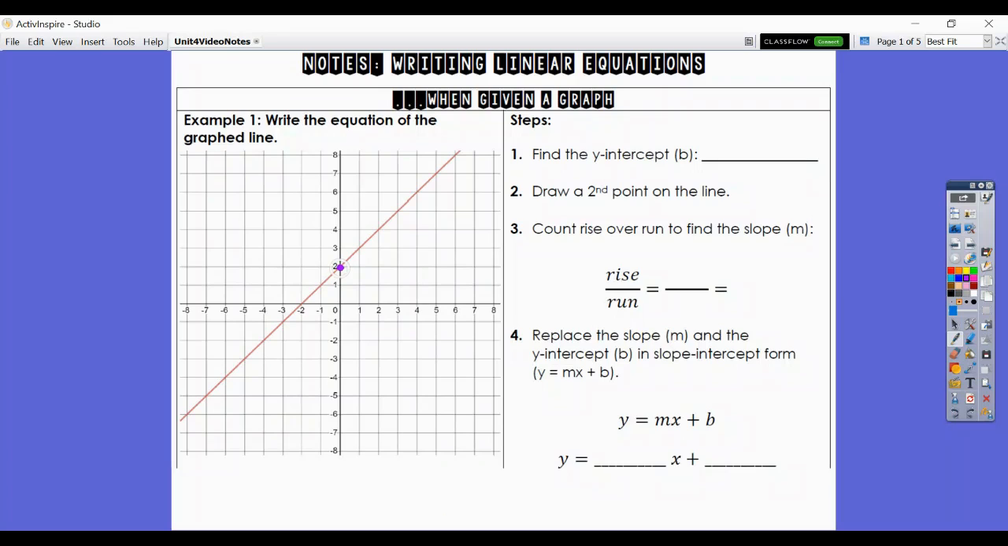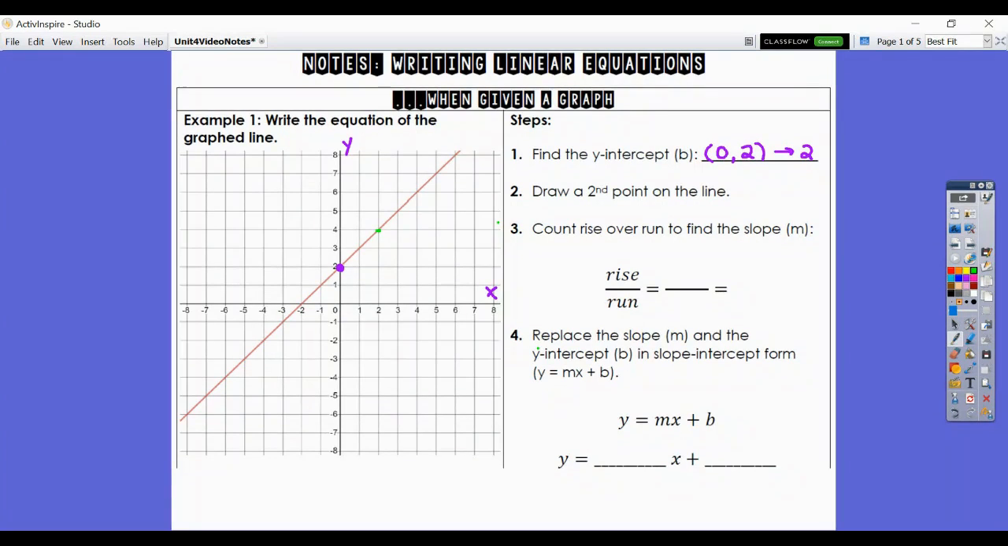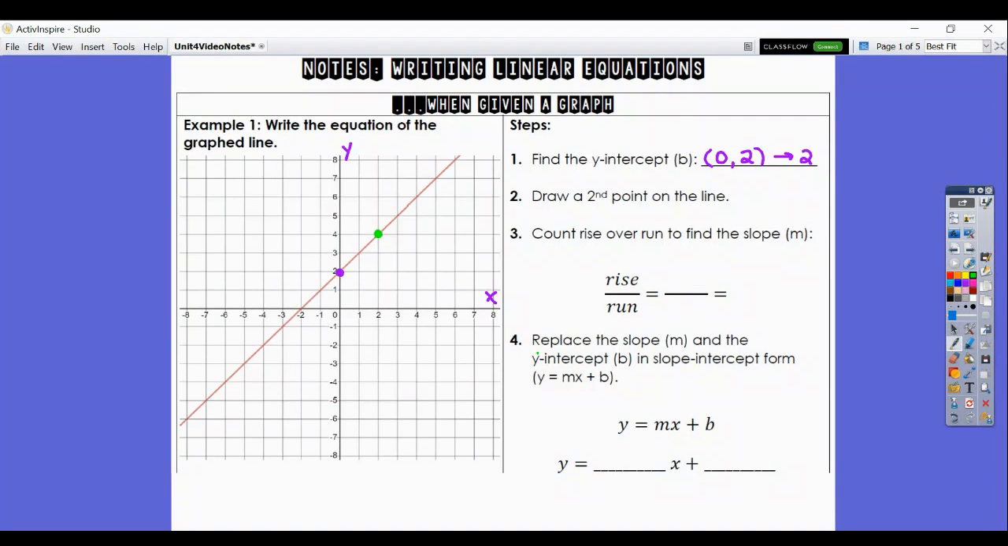Looking at the y-axis, which is the vertical one, we have a y-intercept of (0, 2), meaning really just 2. Then we'll draw a second point on the line. Remember, points want to be nice and on the coordinate plane on a perfect intersection. Here's a good one here. Again, there's multiple options, but I'm choosing this point here at (2, 4).